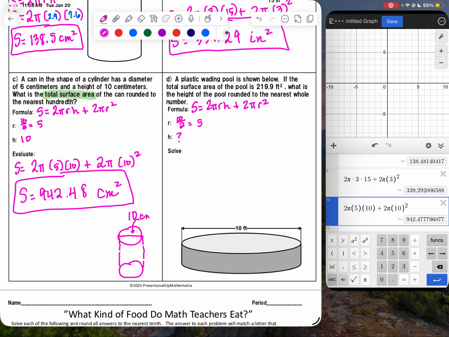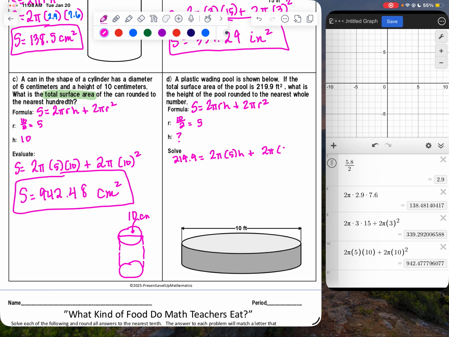So we're going to solve. So for my capital S, I'm going to plug in 219.9 equals, now I'll substitute everything in that I know, 2 pi times 5 times h plus 2 pi times 5 squared. So that's the first thing you're going to do. Now, before you move on to the next step, let's simplify the right side a little bit.